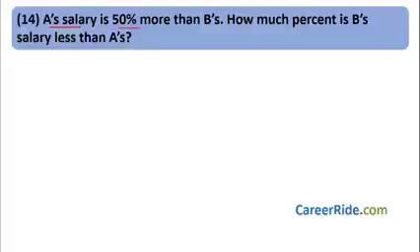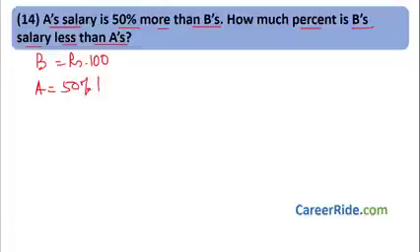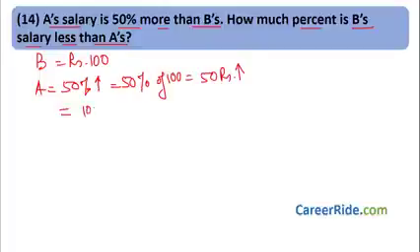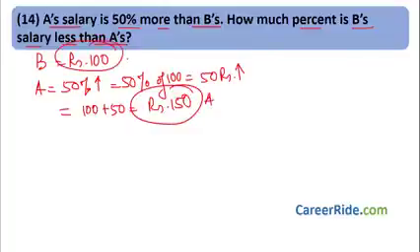A's salary is 50% more than B's. How much percent is B's salary less than A's? Again, we do not know the salary, so let us assume that B's salary is rupees 100. What is A's salary? 50% more. That is 50% of 100, which is nothing but 50 rupees more. That would be 100 plus 50, that is rupees 150. So the salary of A is 150 rupees. Salary of B is 100 rupees.